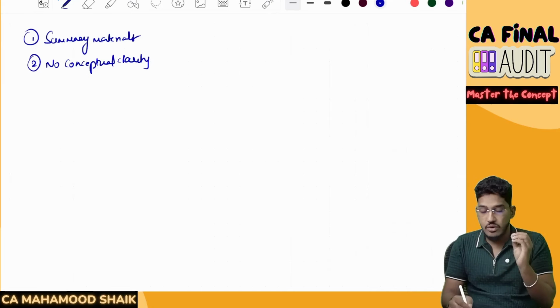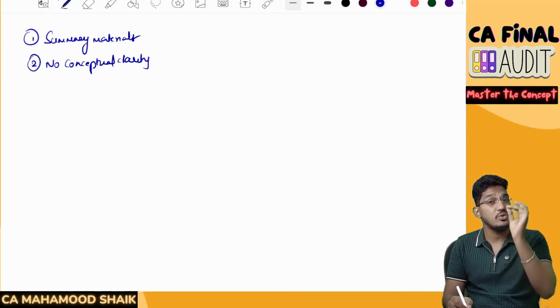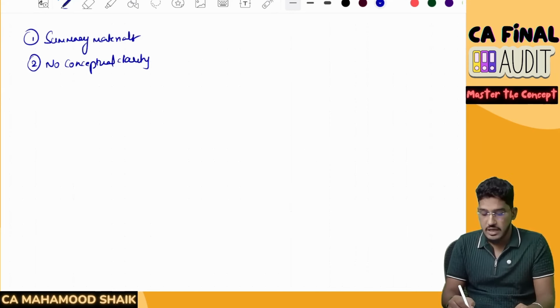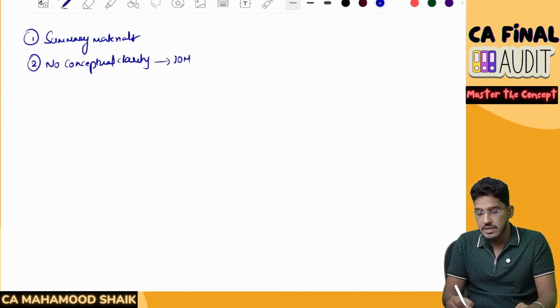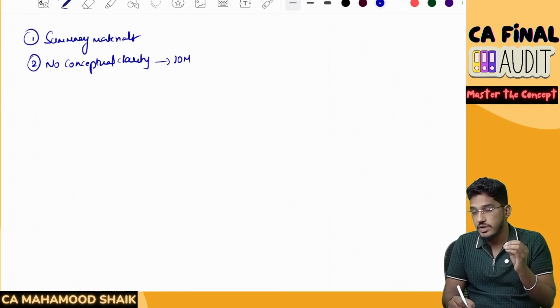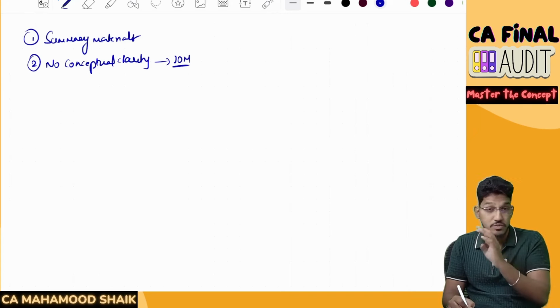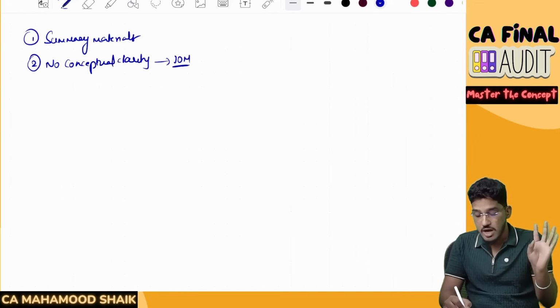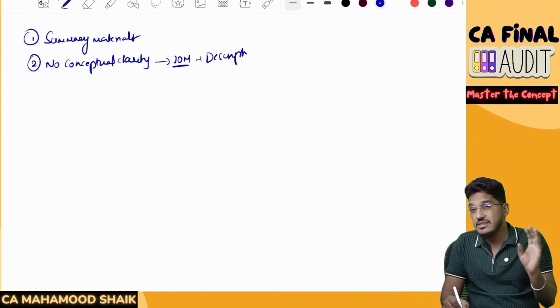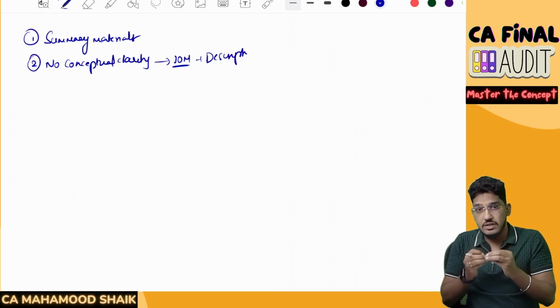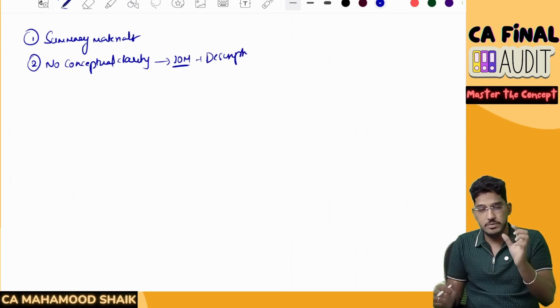If you don't have conceptual clarity, you will not be able to read the question paper itself. As we all are aware, 30 marks are in the form of MCQs. If you want to answer these MCQs, unless you have conceptual knowledge, you will not be able to answer or even understand the MCQs. Not just MCQs, even the descriptive part.